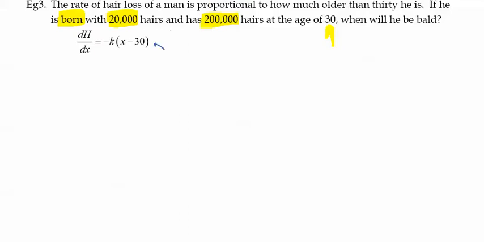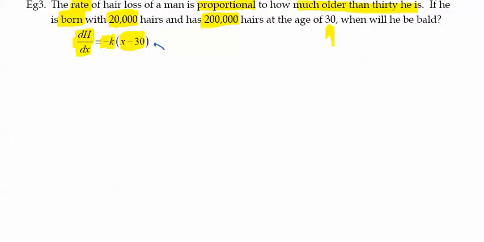This equation is basically a description of what is happening. For the rate of the hair loss, here is the rate of the hair loss. Because it is hair loss, we have a negative slope in this case. It is proportional to how much older than 30 he is. The age difference compared to 30. So this is how they end up with this equation.